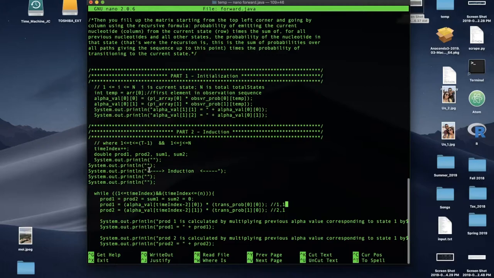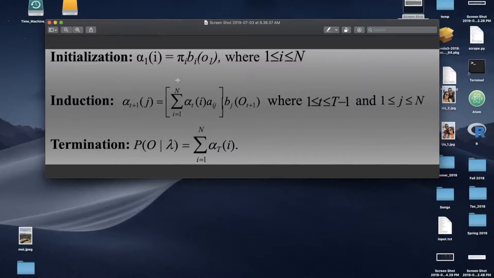And so how do we calculate the alpha values in the induction part recursively? It is similar to the top one, but the pi probability only corresponds to initialization. When it comes to induction, we don't care about pi probability. We still care about the observation probability given the observation element, times this good old stuff.